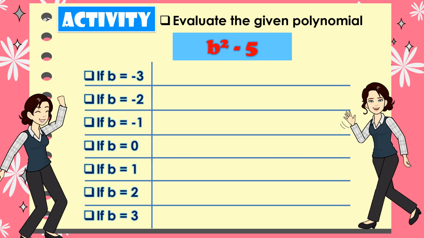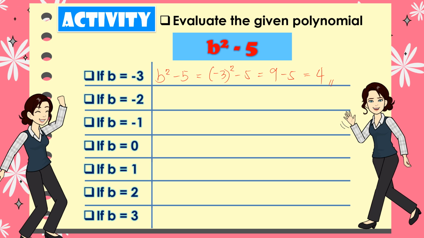Okay, let us check your work. So, b squared minus 5. The value of b is negative 3. So, let us plug in negative 3 to the variable b. So, negative 3 squared minus 5. Negative 3 times negative 3 is equal to positive 9. And then, copy minus 5. And then, simplify further. 9 minus 5, the answer is 4. Did you get the same answer? Okay, very good. Let us try to answer the second one.